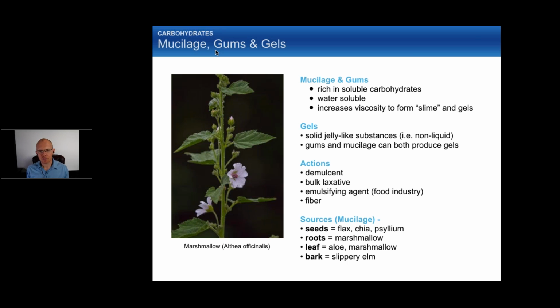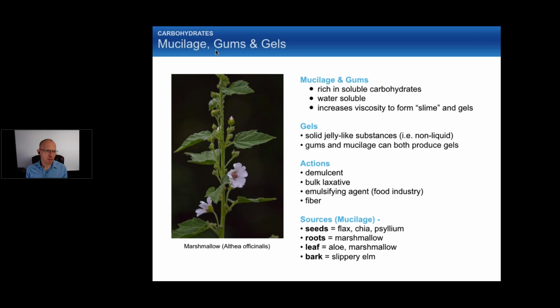Another thing that these will do, if you take enough of it, is they can function as a bulk laxative. Because they're high in fiber and we don't break down fiber, it basically occupies space in the lumen of the bowel and stimulates stretch receptors to help maintain normal peristalsis. Another thing where these are often used is as an emulsifying agent and as a thickening agent in the food industry. So things like carrageenan, which is a type of gel from algae, is often used to thicken up things like chocolate milk or puddings and things like that.